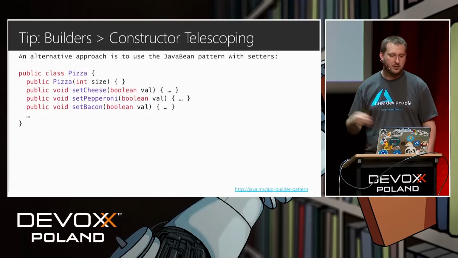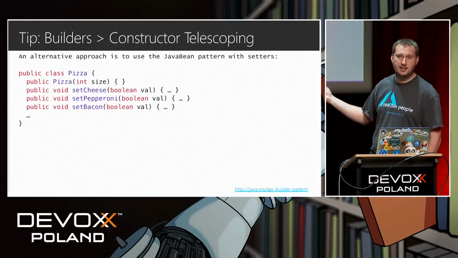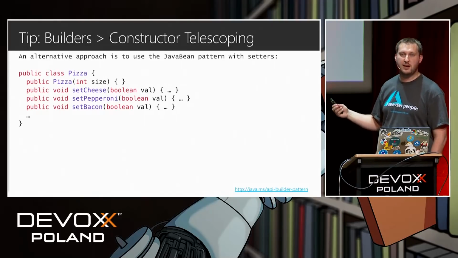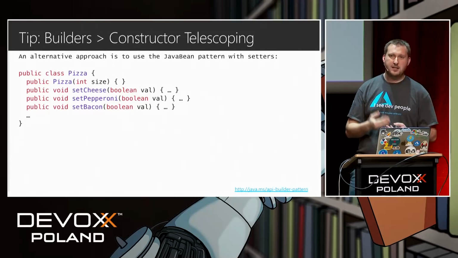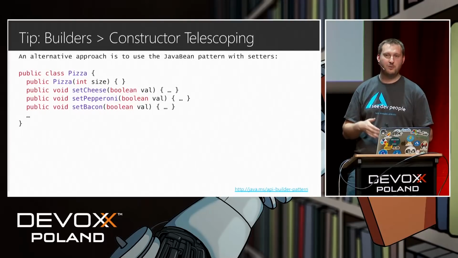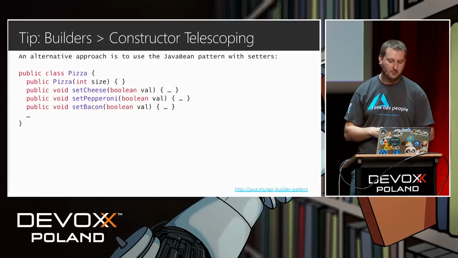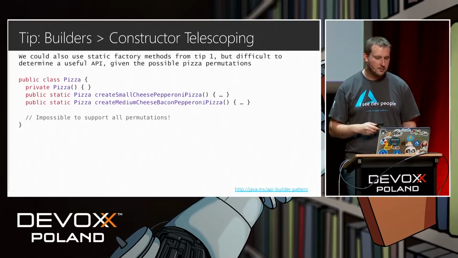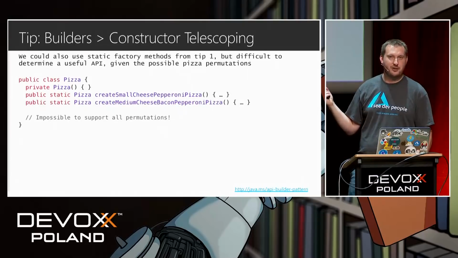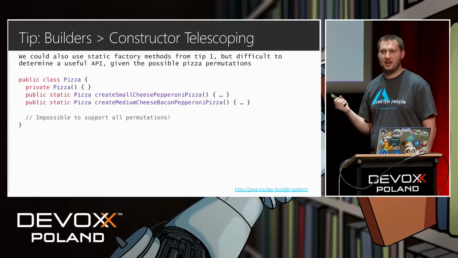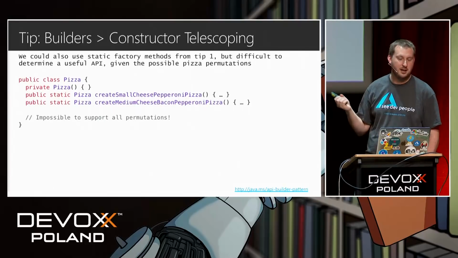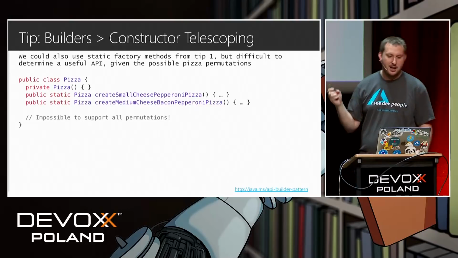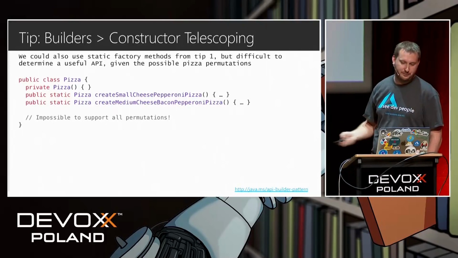So an alternative approach is to use setters. Obviously, as soon as you go to setters, you can no longer be immutable. Your class has to have a setter, which means that the fields can no longer be final. But the nice thing about a setter approach is that it's easy to read and it's easy to scale. If you all of a sudden come up with a new topping tomorrow, just add a setter, a getter, and a field. We could go back to our friend static factories right from the beginning, right? We can have every single permutation of a static factory that creates a small cheese pepperoni pizza, creates a medium cheese bacon pepperoni pizza. You can tell I had meat on my mind when I wrote these slides. That's not going to scale at all.